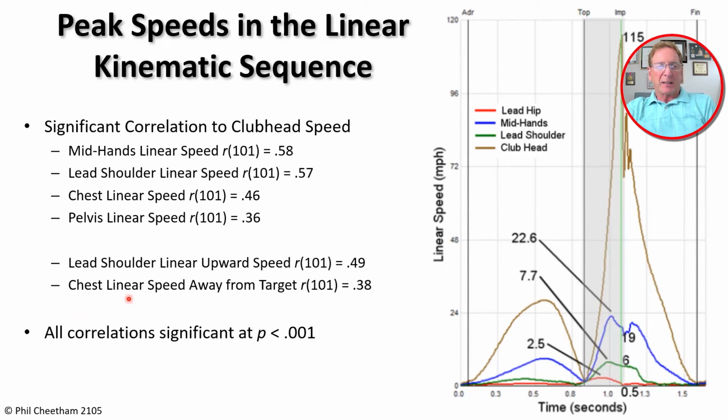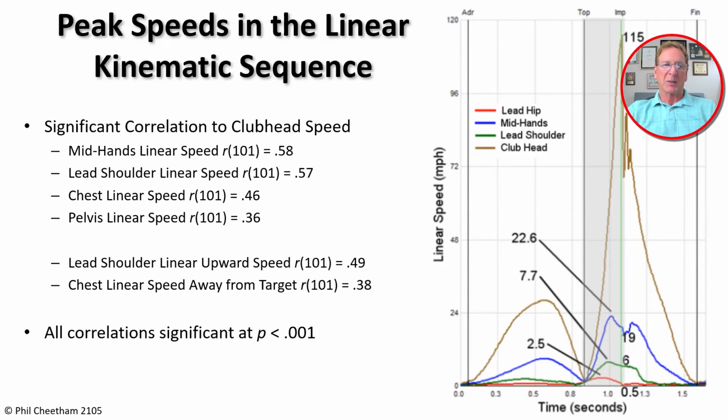In fact, the chest linear speed away from the target is also correlated to club head speed, which means that the faster your chest is moving away in the downswing or late in the downswing, it's got to be timed correctly, but late in the downswing means the club head's going to be moving faster. I know I'm throwing some interesting stuff, and I'm probably going to get a lot of resistance and a lot of questions on all of this, but this is what the data has been telling us. And this is what the curves show us.